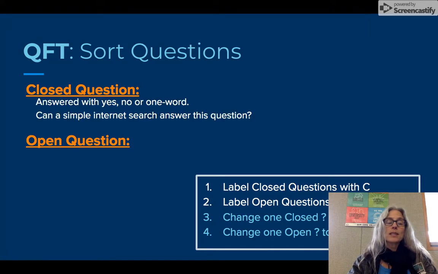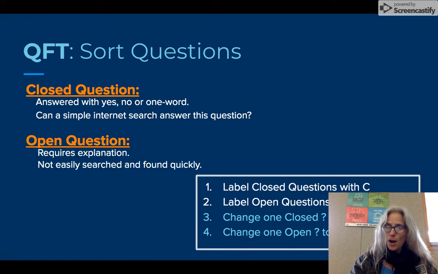For our purposes, closed questions will be simply answered questions with a yes, a no, or a single word, or a brief statement. An internet search could help you find an effective answer to this quickly. An open question requires a little bit more explanation. There might even be multiple ways to answer this question satisfactorily that can't be found through a brief internet search.